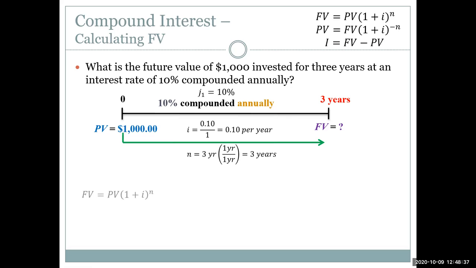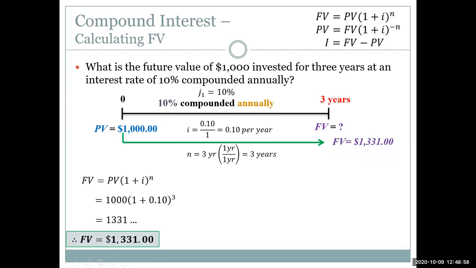So we can add this in, put it all together into our formula. And we have 1,000 present value, 1 plus I, 1 plus the 0.10, n is 3. Perform our calculator work, and we get 1331 with all the decimals. Because this is money, we should be putting our answer as therefore the future value is with the dollar symbol, $1,331.00. So this is the pennies down here, and this is the dollars here.